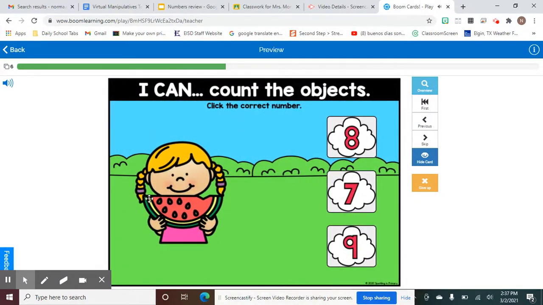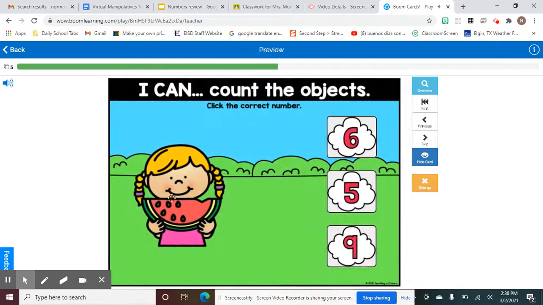Okay, let's count the seeds. 1, 2, 3, 4, 5, 6, 7, 8. Which one's 8? Top, middle, or bottom? It's going to be the top one. This is number 8. Count the seeds. 1, 2, 3, 4, 5, and 6. So which one's 6? Top, middle, or bottom? It's going to be the top one. Good job.